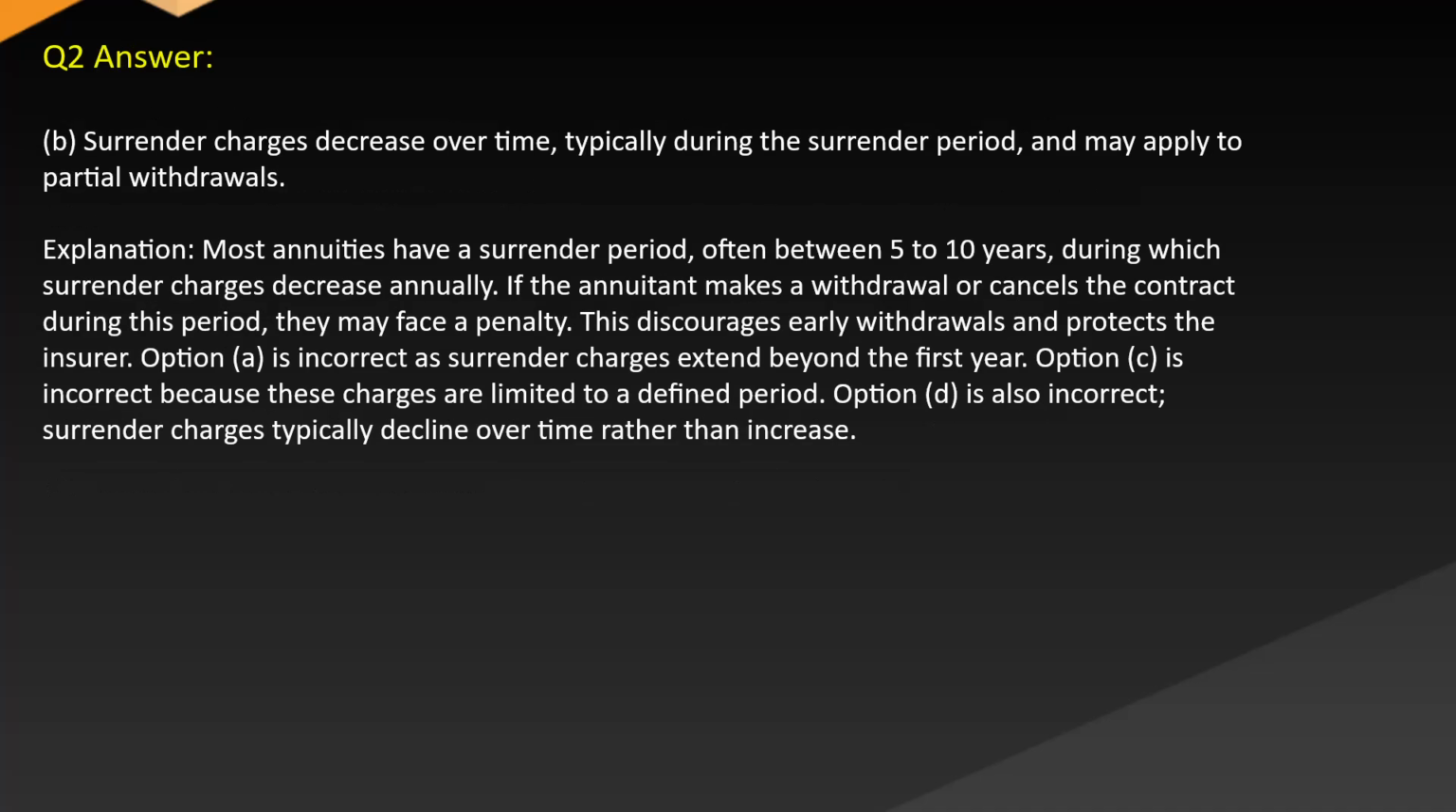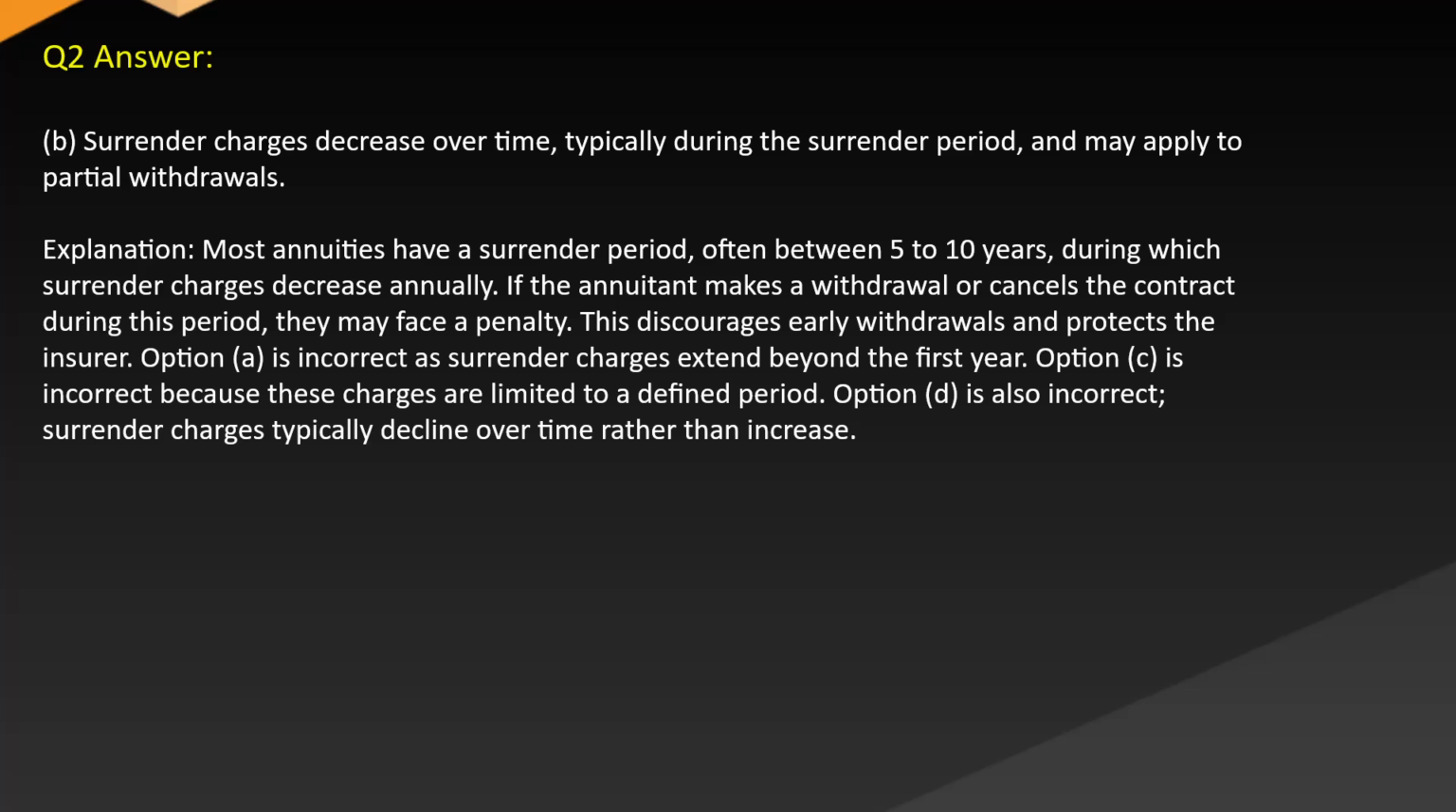Answer B. Surrender charges decrease over time, typically during the surrender period, and may apply to partial withdrawals. Explanation. Most annuities have a surrender period, often between 5 to 10 years, during which surrender charges decrease annually. If the annuitant makes a withdrawal or cancels the contract during this period, they may face a penalty. This discourages early withdrawals and protects the insurer.